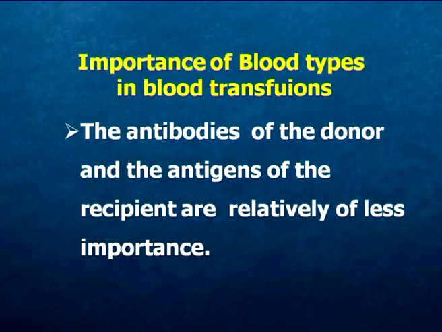And how about the remaining? The antibodies of the donor and the antigens of the recipient are relatively of less importance. We don't give them any weightage because you don't find much interaction with them. So what is important here is the antigen present on the RBC of the donor blood type and the antibody present in the plasma of the recipient.